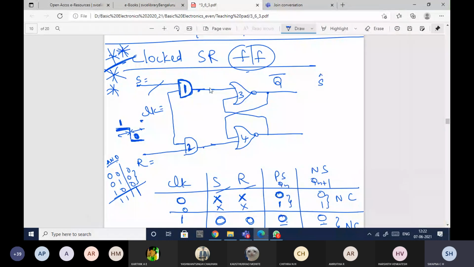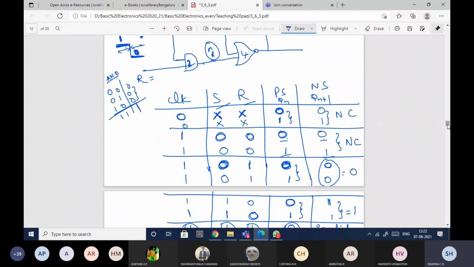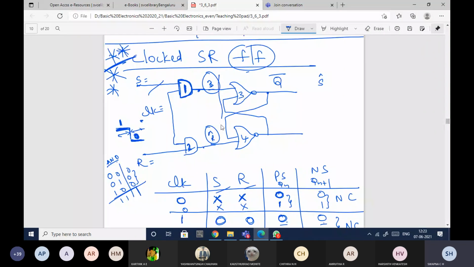So this I'll name as S cap and this I'll name as R cap. It is only the name given by me, no significance. I don't want to change S and R because this is the SR flip-flop, so I don't want to change S and R values. Simply I have taken S cap, R cap. So this is nothing but your NOR gate, SR latch using NOR gate.